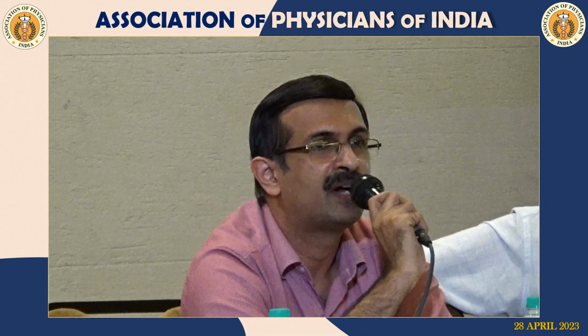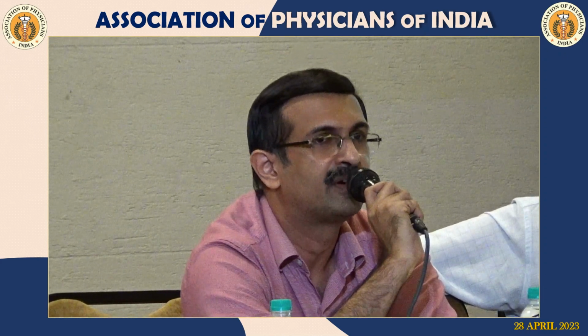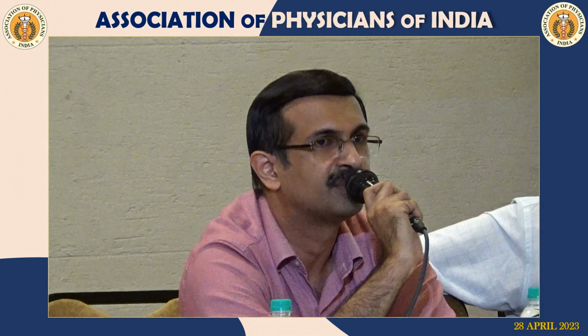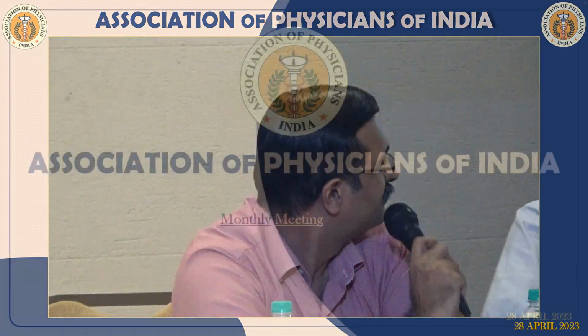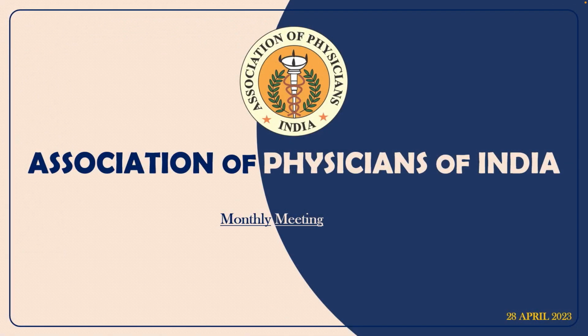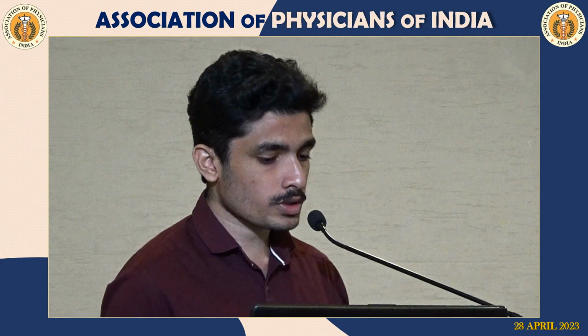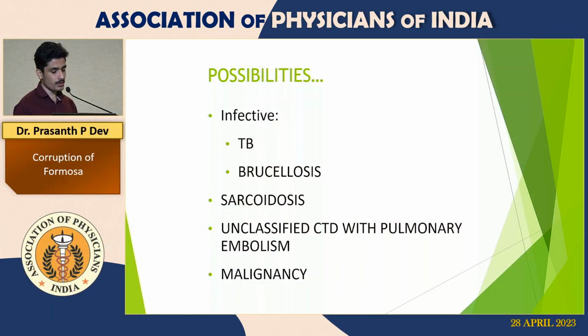Fungal infections as part of chronic disease, definitely as part of chronic disease like tuberculosis, fungal disease is also a possibility here. So as Sir has already mentioned, the possibilities we considered were primarily of infective origin, such as chronic infections like tuberculosis or brucellosis. We also considered the possibility of sarcoidosis in this patient, or an unclassified connective tissue disorder with pulmonary embolism, or an underlying malignancy with a paraneoplastic vasculitis.